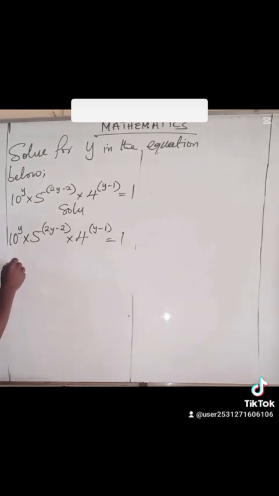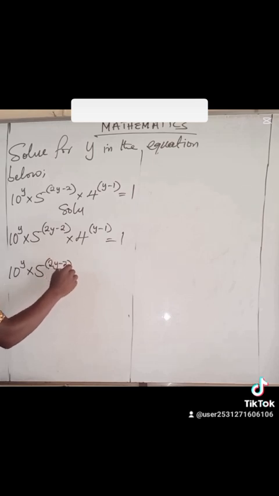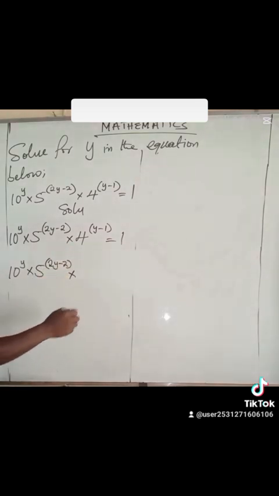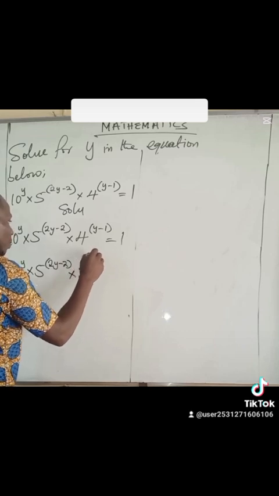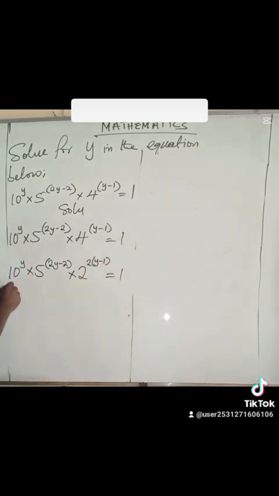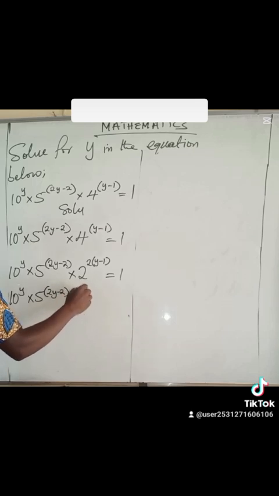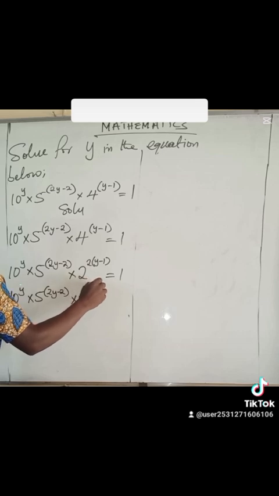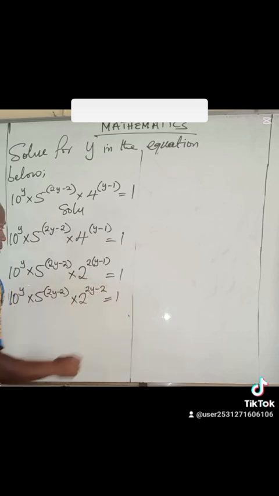So I'm going to say 10 raised to power y multiplied by 5 raised to power 2y minus 2. I'm going to raise 2 to the power of 2 here because I know it will give me the same thing as 4. So I'll say 2 raised to power 2 into y minus 1, bracket close, equal to 1. So that this is 10 raised to power y multiplied by 5 raised to power 2y minus 2, bracket close, multiplied by 2 raised to power 2y minus 2 equal to 1.